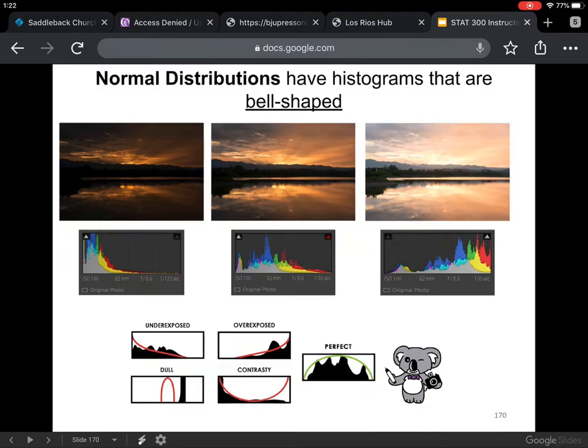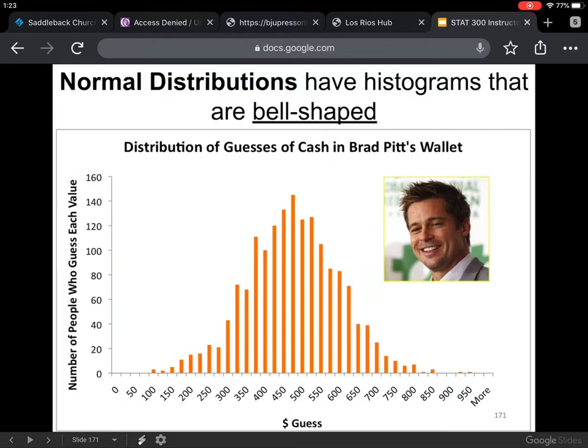Here's a question. How much money do you think is in Brad Pitt's wallet? Try to guess right now. How much cash is in Brad Pitt's wallet at any given time? There was a survey done, and that survey brought about these results. Distribution of guesses of cash in Brad Pitt's wallet.